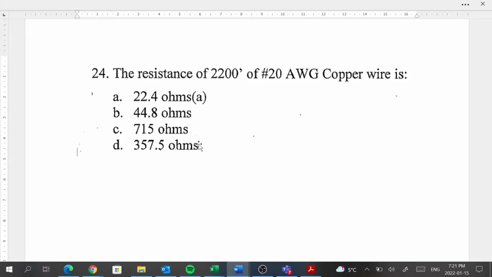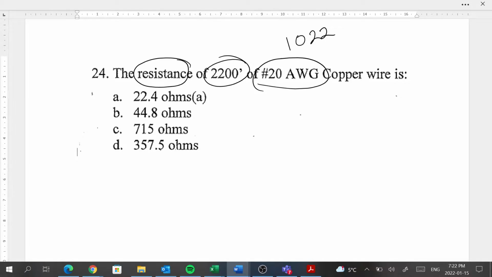So for this particular question, we're solving for resistance. We have the length of our wire, which is going to be proportional to the resistance of that particular conductor. We have the CMA of our conductor, and we can find that in the last page of our practice final. We can cross-reference on that chart. 20 gauge wire is going to have a CMA of 1022. And we're dealing with copper, and the resistivity of copper is 10.4.